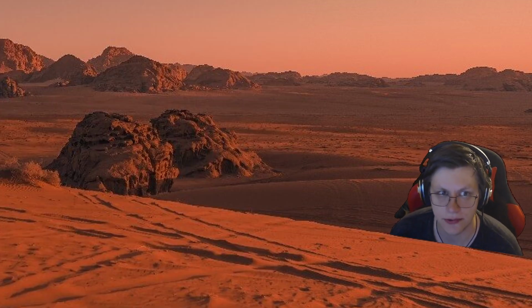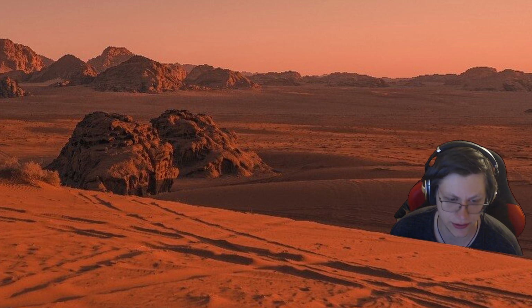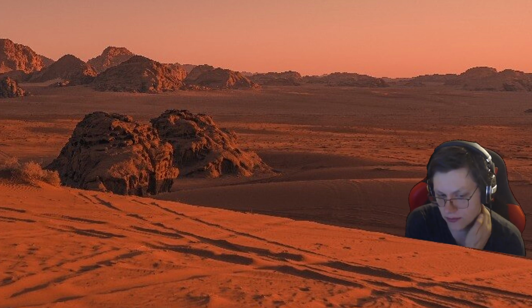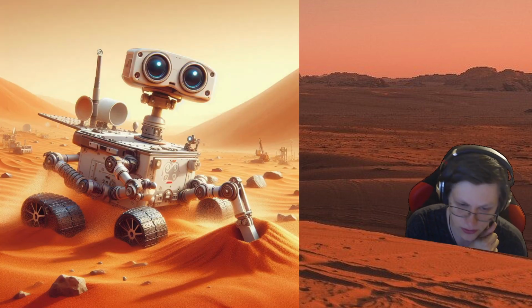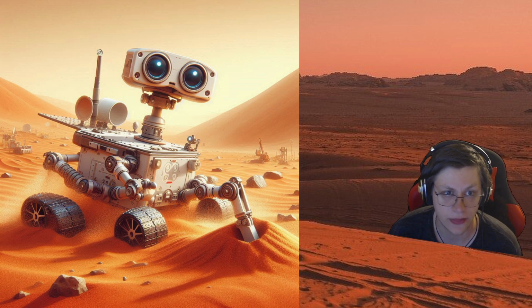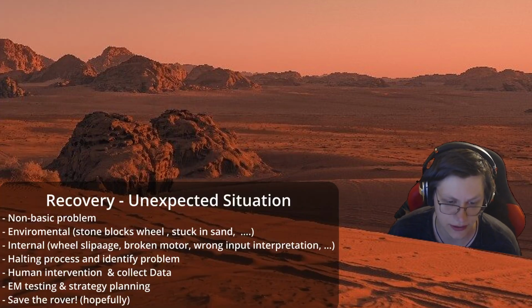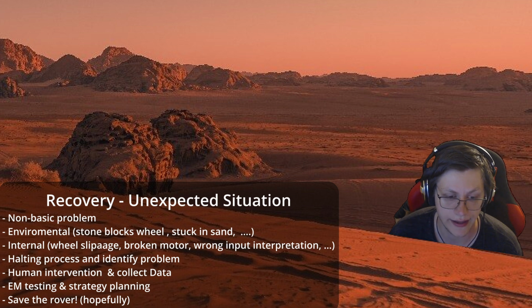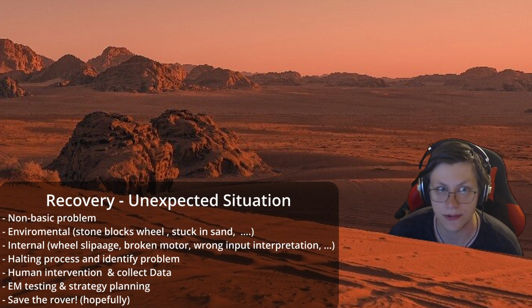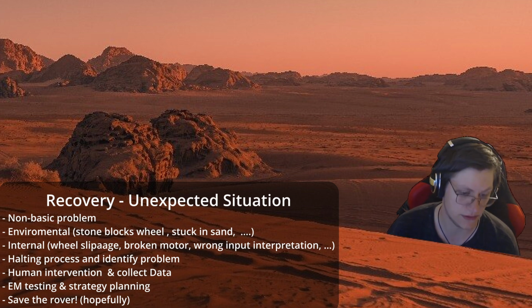So, what do we do if we have an unexpected failure in our system? For example, a stone or stuck in sand. First thing we want to do is hold all the processes we are running right now and identify the problem. And with that, we request human interaction because the rover accepts that it no longer can do anything to better its own situation.